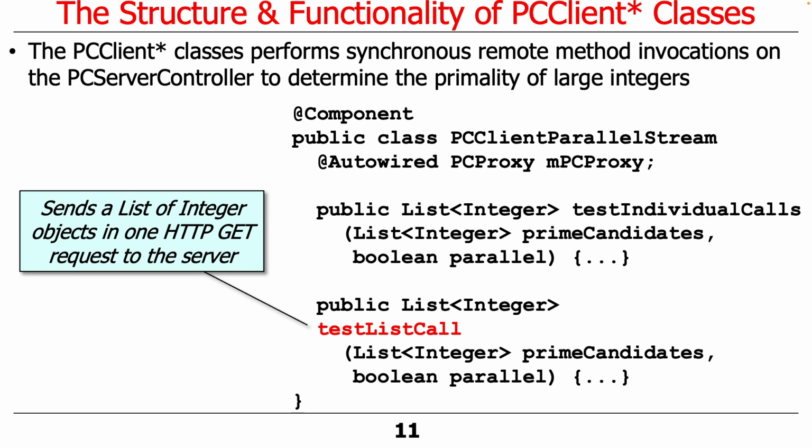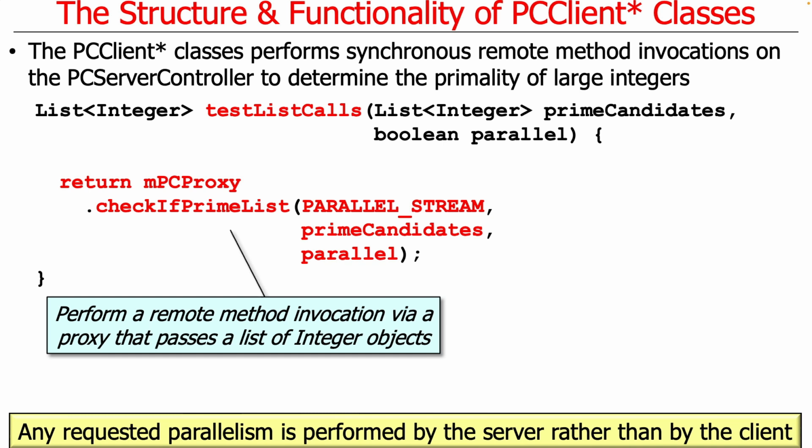Here you can see that we're going to have a single call, which is going to make a bunch of calls on the server side, not the client side. It's going to do that by passing a list of integers. Let's take a look and see how that's going to work. We're going to make a single call through the proxy to the server, and we're going to pass in the list of integer objects that goes across. So the parallelism is done on the server, not on the client. And we'll see when we do the performance evaluation which one is faster.